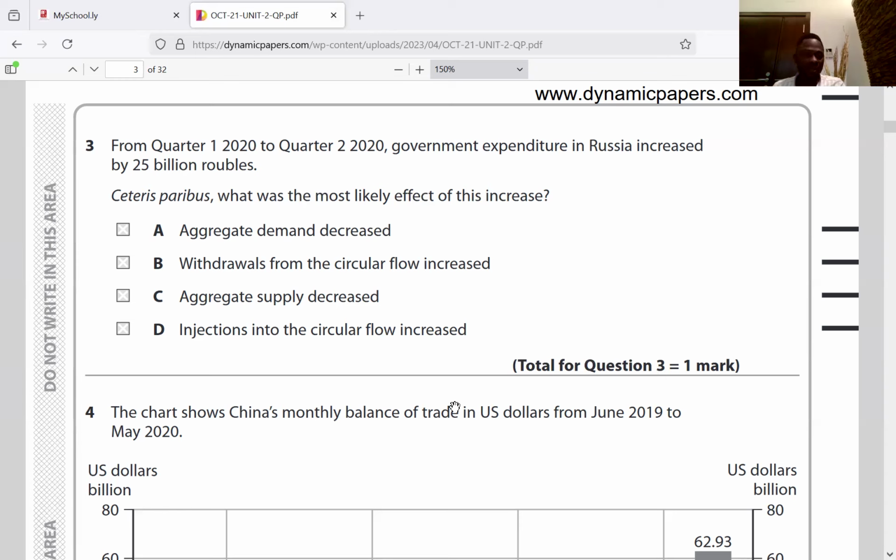Injection into the circular flow increased. Yeah, that's D. The answer is D. Because an increase in government spending will increase spending for consumers too, and that will bring about injections. So the answer is D.